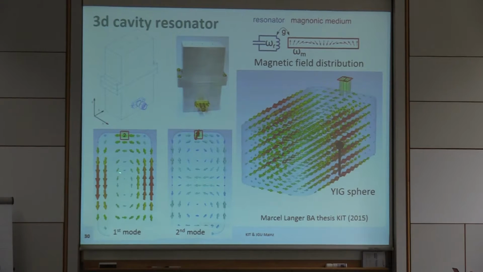antinode. There are more modes in the system. That's the ground mode. The second mode also has a rather large magnetic field here. The third mode and so on also exist. So one can couple to several modes of the cavity.